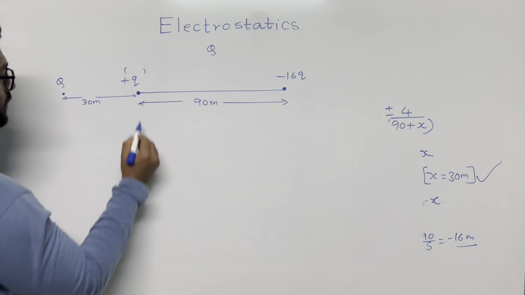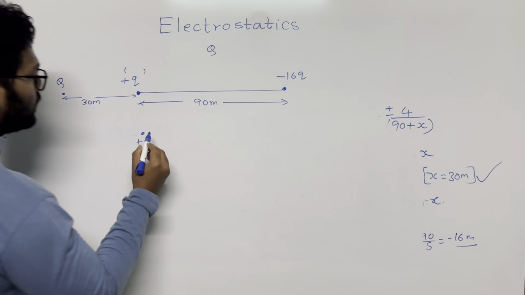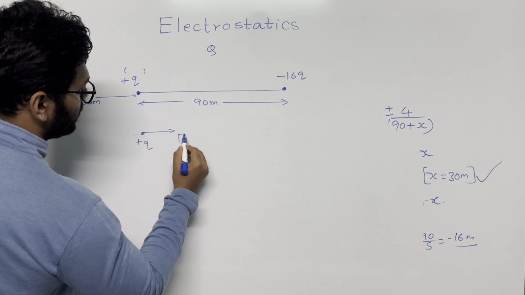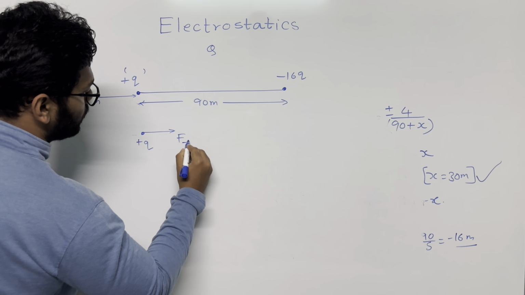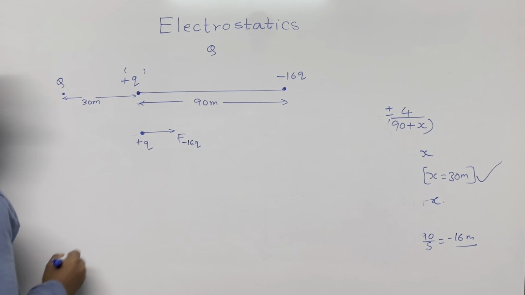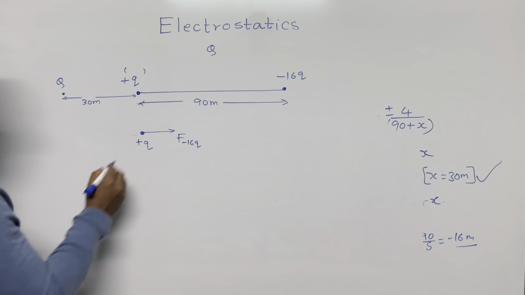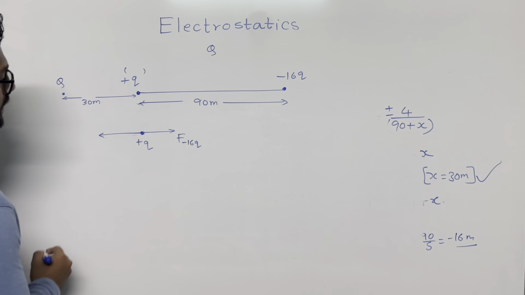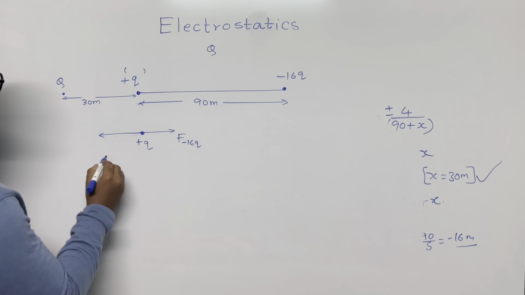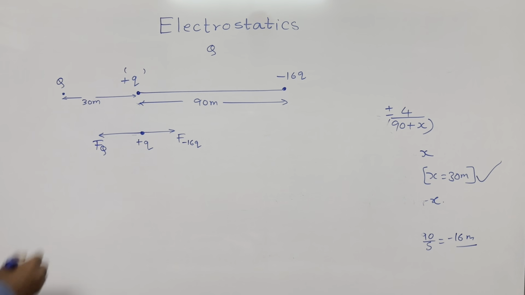So if I draw the free body diagram of plus q, the force of minus 16q is attractive, right? And the force by the capital Q should be in this direction. That is only possible if Q is negative. That means I understood Q is negative, right? So this is the force due to capital Q. Both of them have to be equated.